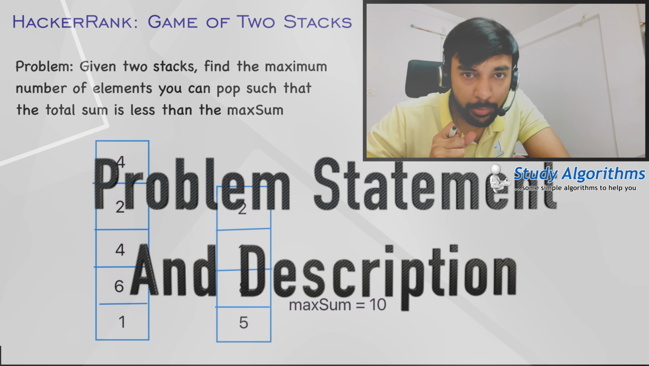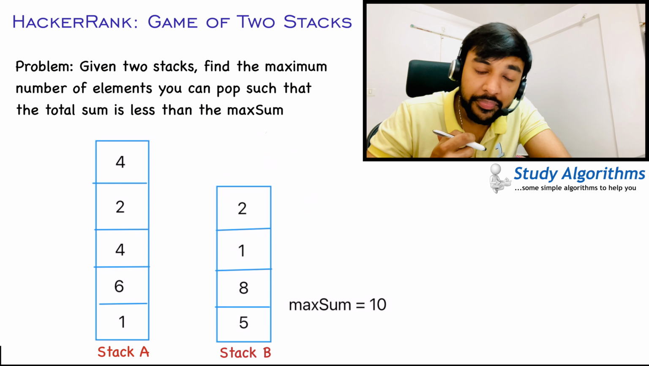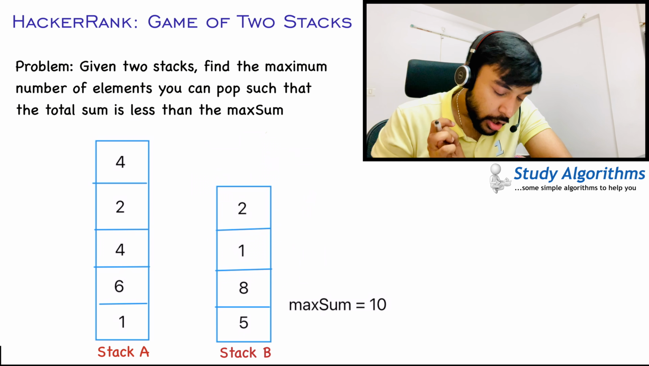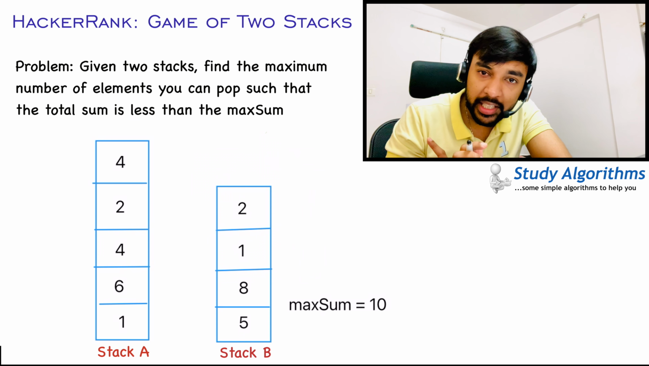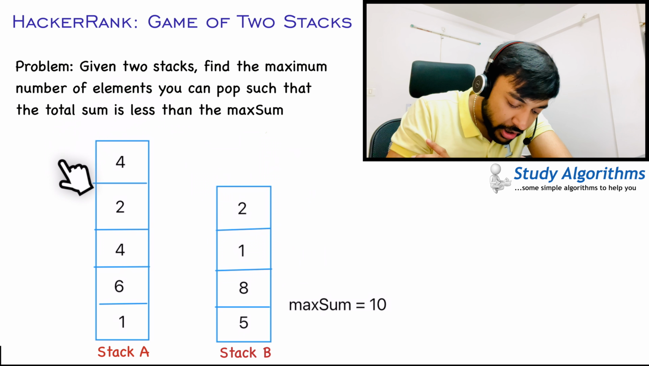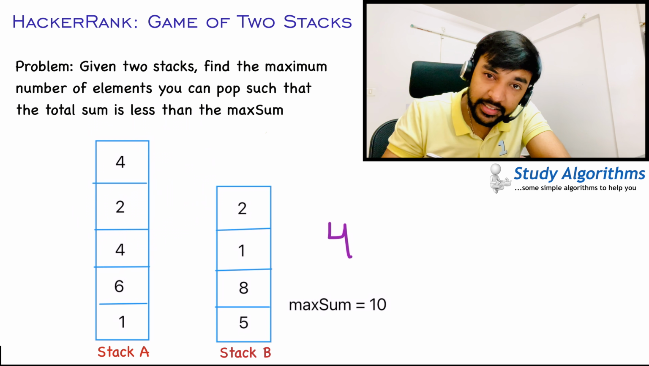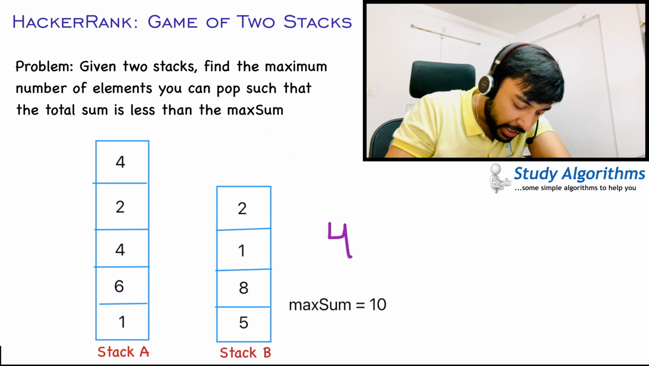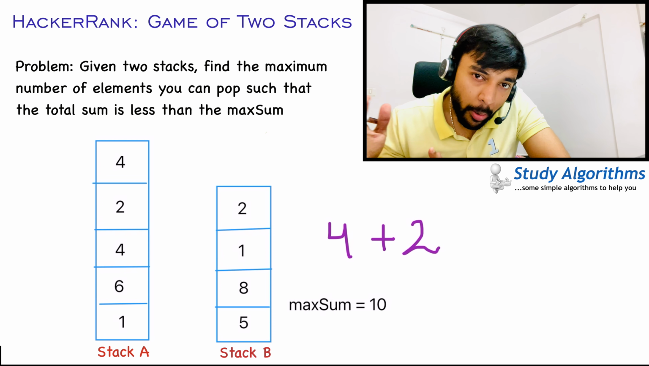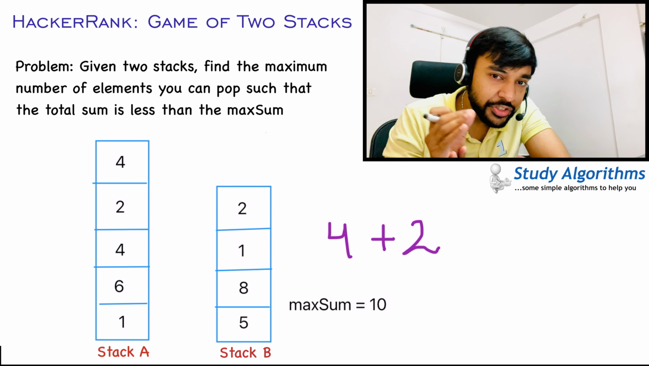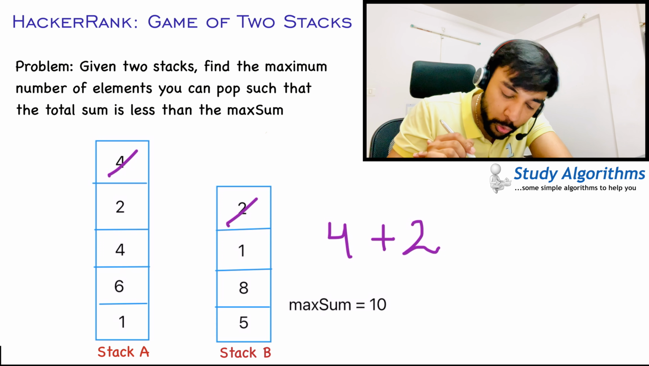Let us try to understand the problem statement first. You are given two stacks, stack A and stack B, and you are playing a game. What you do in this game is you pick up any stack and you choose to pop an element. So let us say I choose the first stack and I pop one element, that is the element 4. Next, let us say I choose stack B and once again I pop an element, so I get the element 2 this time. Whenever you are popping elements, you also need to maintain a sum of all the elements that you have popped. So right now you have popped 4 and you have popped 2.